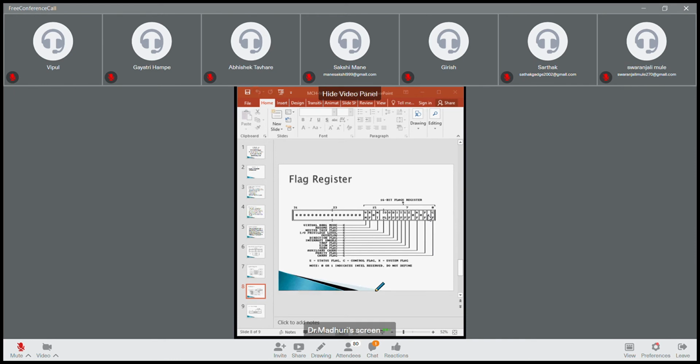Interrupt flag. The processor handles the external hardware interrupt on the INTR pin. Now the 386 has the INTR pin. We will see the pin diagram of the 386 microprocessor.